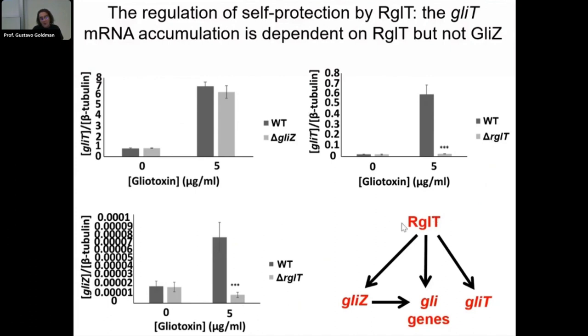It seems that the model is like that. RGLT is a master regulator that controls GliZ directly. GliZ controls the expression of all the genes except GliT, but also RGLT can control the expression of GliT.